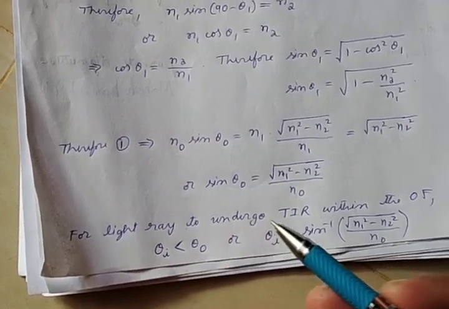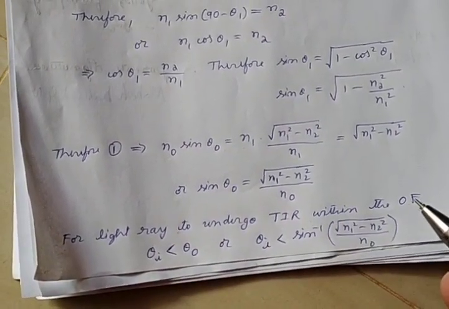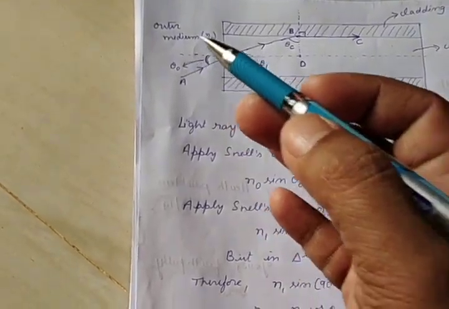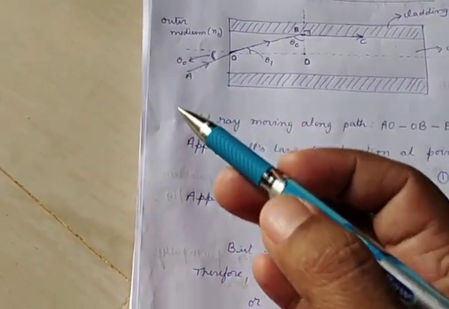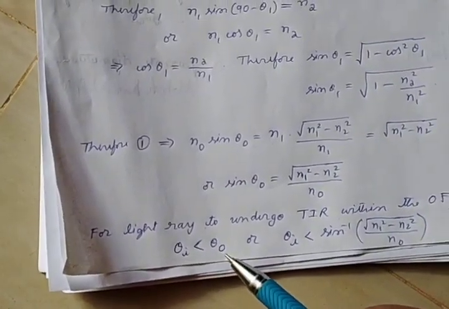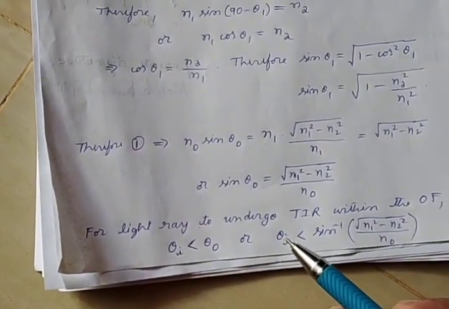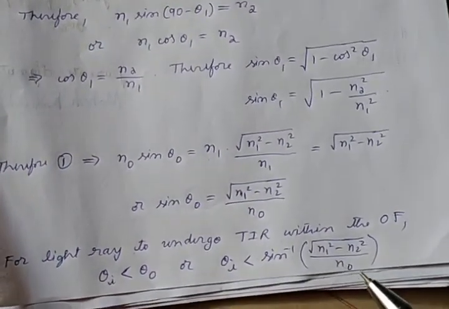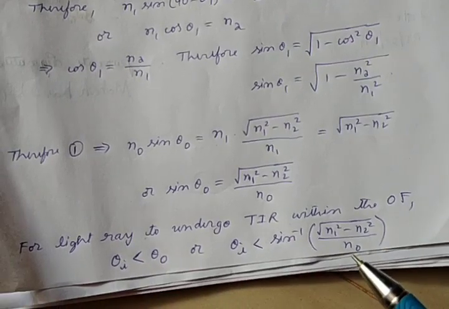For a light ray to undergo total internal reflection within the optical fiber, the angle of incidence from the outer medium must be less than this theta naught. So I write theta i, the angle of incidence, must be less than theta naught. Therefore theta i must be less than theta naught, which is given by sine inverse of the square root of n1 square minus n2 square divided by n naught.